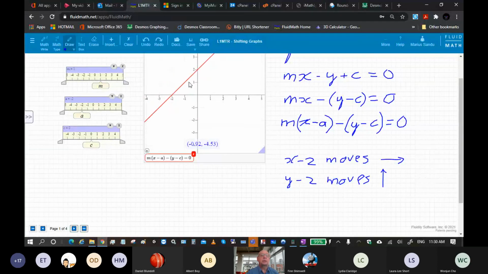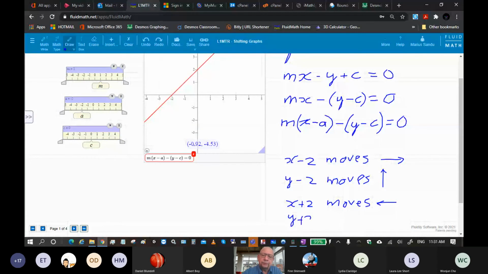If I move the x plus 2, it moves to the left, so x plus 2 moves to the left. And y plus 2 moves downwards. All right, everything clear this far?